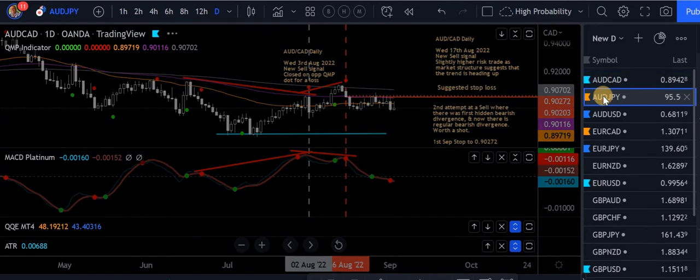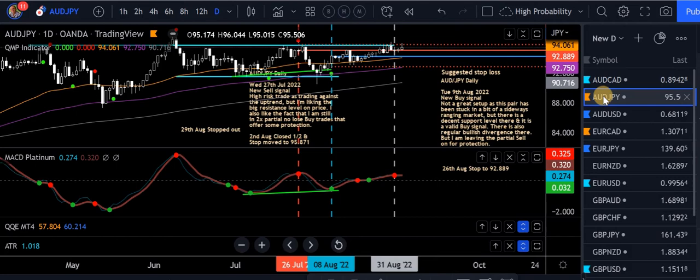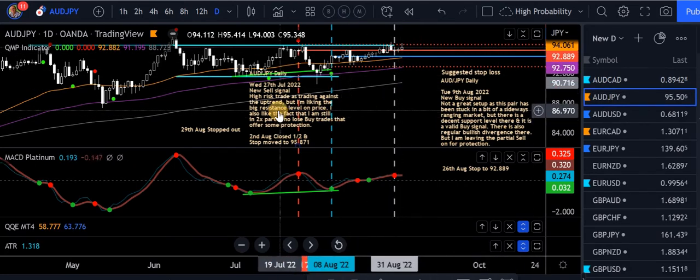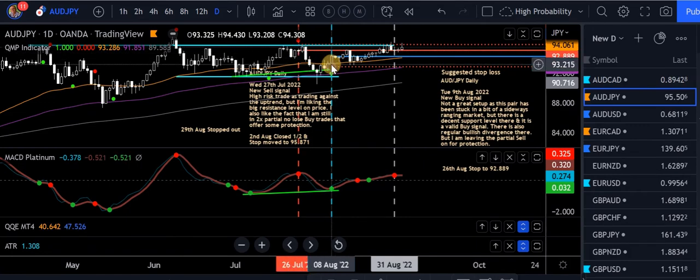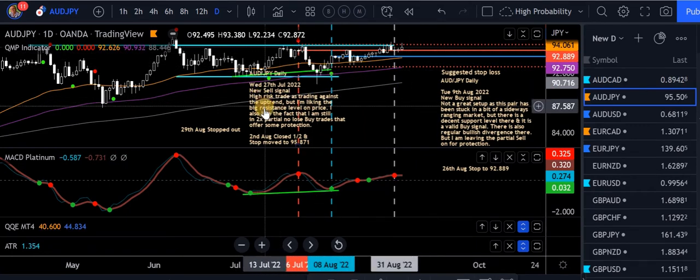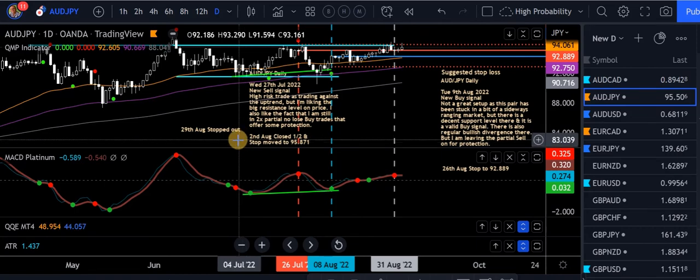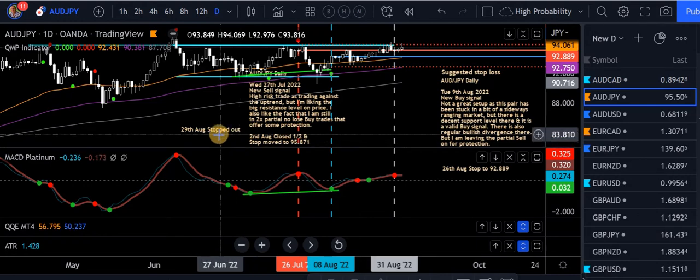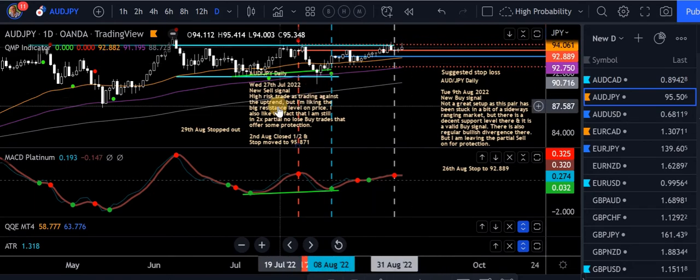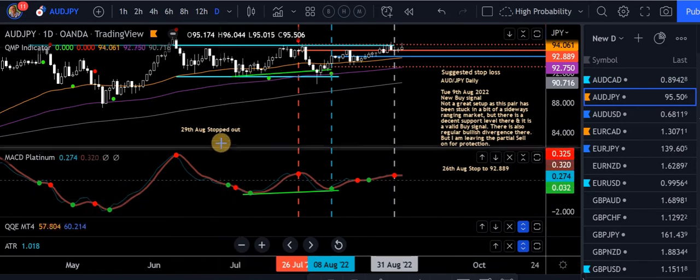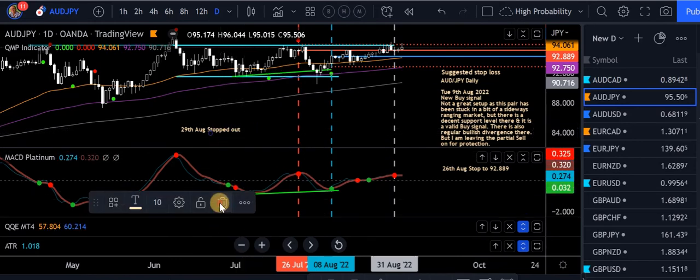Now, Aussie Japanese yen is highlighted in orange. That means there's something I want to say. There's a sell trade here, there's a buy trade here. Now, the sell trade has been stopped out. So 2nd of August, I closed half and moved the stop to a certain level there, you can read. And 29th of August, that trade was stopped out. It's just on the chart to show you guys that it was stopped out, and where it was stopped out. I can get rid of all this and I can delete the trade.